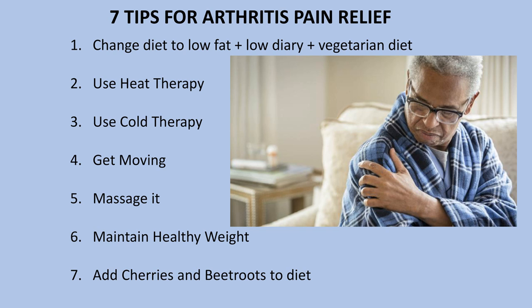So I recommend you get yourself some supplement formula capsules of cherries and beetroots, which will help your body decrease inflammation naturally. And this is really a nice support when you're trying to lose weight, doing the heat and cold therapy, and changing your diet. Sometimes you do need a quick fix, and these cherries and beetroot capsules are a quick fix.